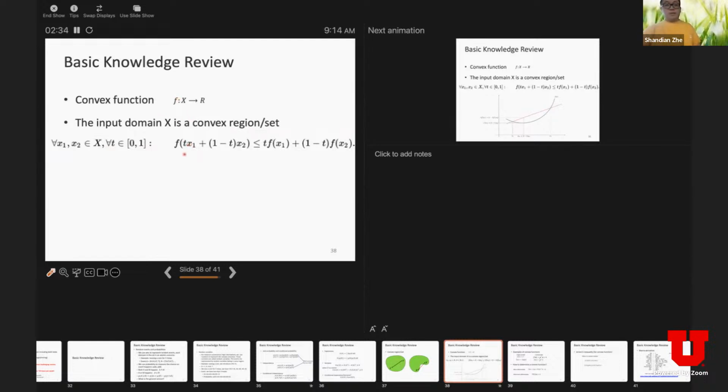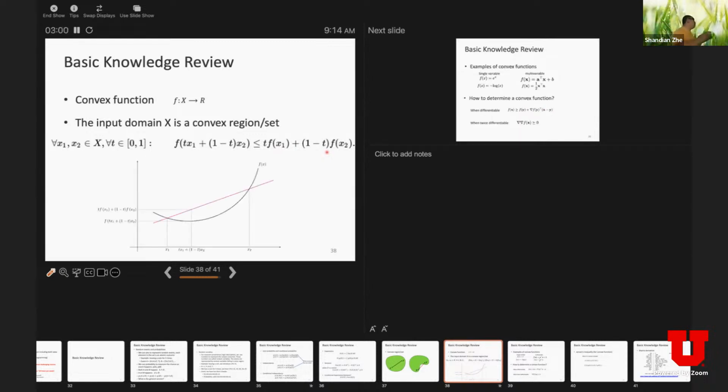Literally speaking, we first do the left-hand side: we take the convex combination of x1, x2 according to t, and then evaluate the function at this location. This function value should be less than or equal to the right-hand side, where we first evaluate the function values at x1, x2, then do the convex combination according to t, right? It's a little bit tedious as a definition, but if you contrast it with a figure, it will be very, very clear. This black curve is a typical convex function, f of x, right?